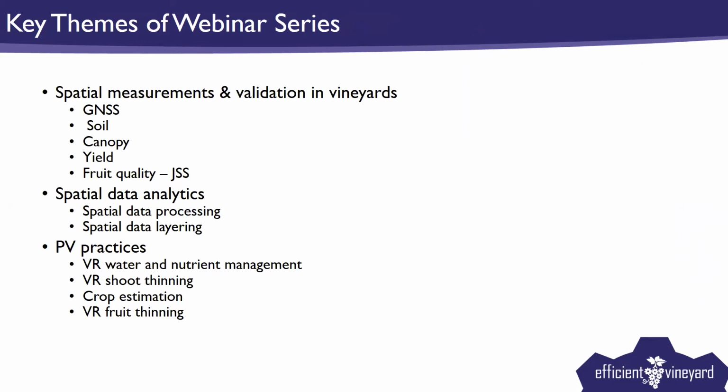So whether those are by hand, whether those are from sensors, and then how we validate those in the vineyard. We're going to talk a lot about GNSS, which is Global Navigation Satellite System. I think it's really important, even for entry-level consumers.